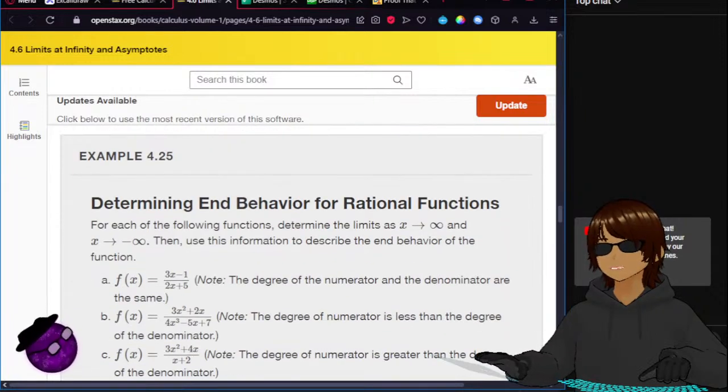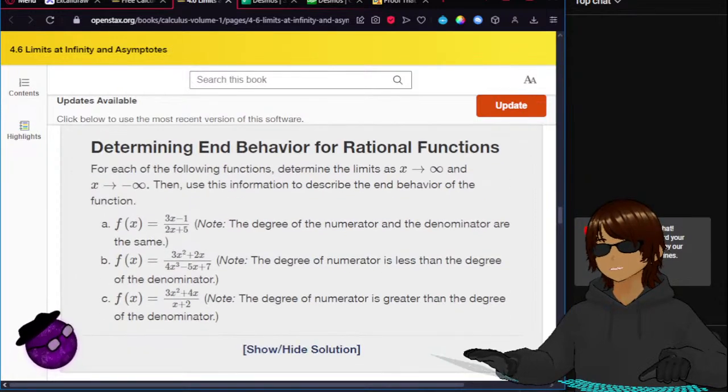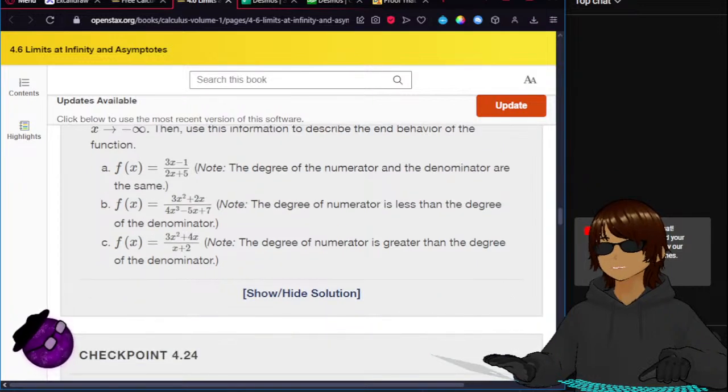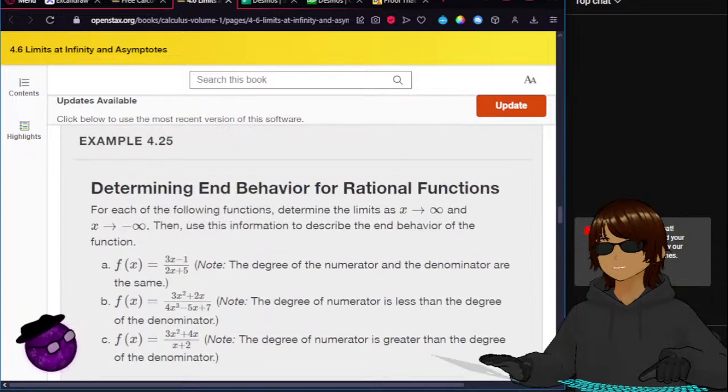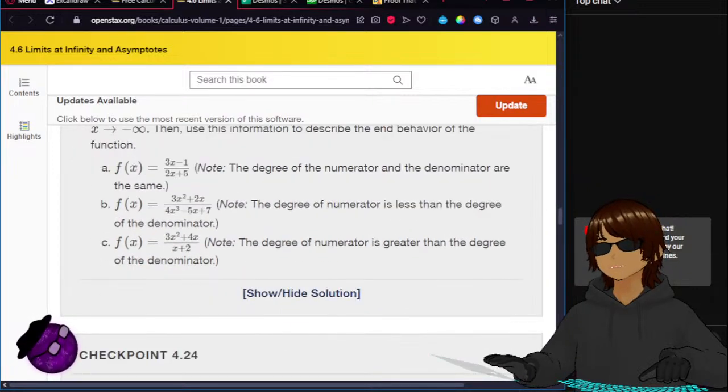Determining end behavior for rational functions. For each of the following functions, determine the limits as x approaches infinity and negative infinity. Then use this information to describe the end behavior of the function. F of x is equal to 3x minus 1 over 2x plus 5. The degree is the same in both the numerator and denominator. Over here, the degree in the denominator is greater. Over in C, the degree of the numerator is greater. So I think in C, the numerator will have a greater effect than the denominator.